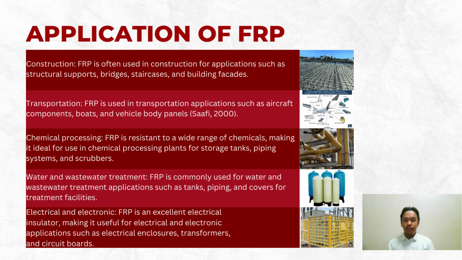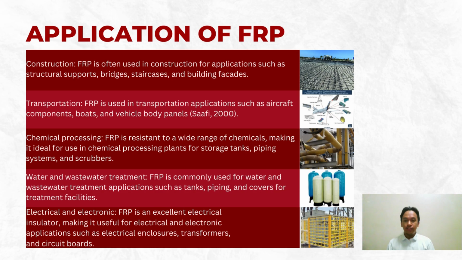The third one is chemical processing. FRP is resistant to a wide range of chemicals, making it ideal for use in chemical processing plants for storage tanks, piping systems, and scrubbers. The next one is water and wastewater treatment. FRP is commonly used for water and wastewater treatment applications such as tanks, piping, and covers for treatment facilities.